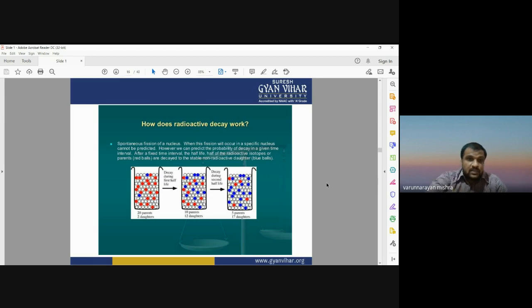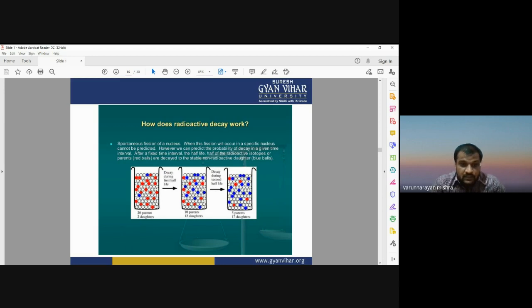It's a spontaneous fission of the nucleus, continuously breaking down into different components, and when this fission will occur in a specific nucleus cannot be predicted. However, we can predict the probability of decay in a given time interval. After a fixed time interval, half of the radioactive isotopes, or parent, are decayed to the stable non-active daughter. So here you see the decaying of the nucleus.